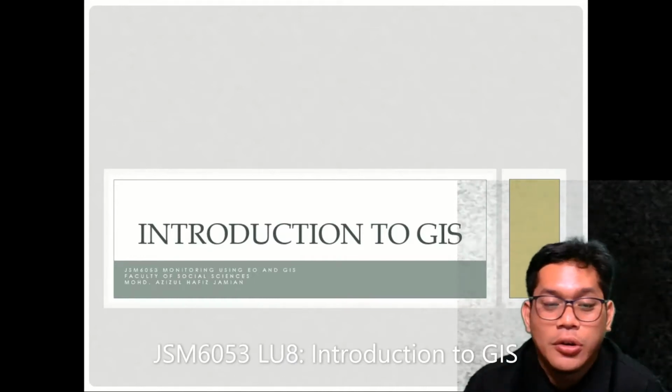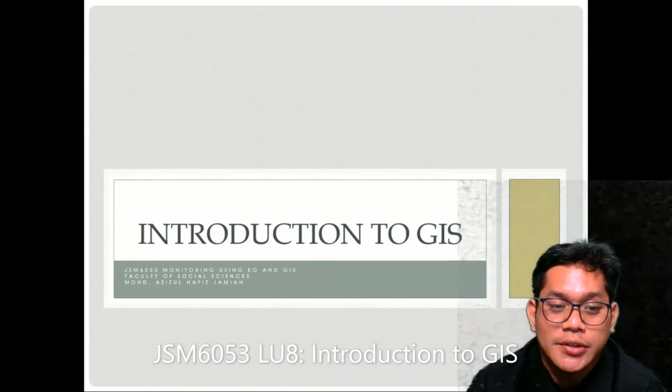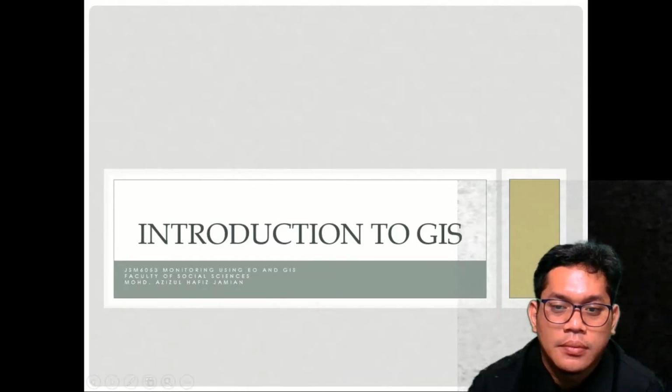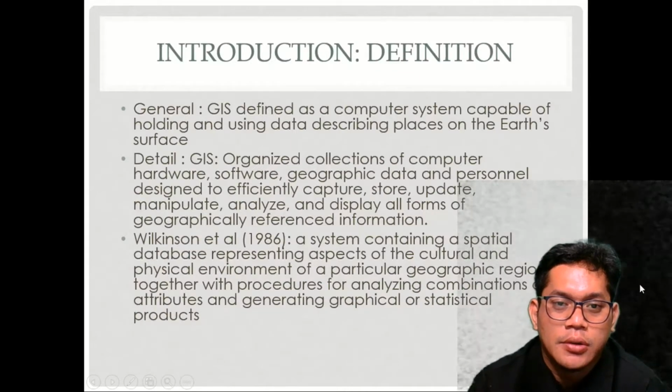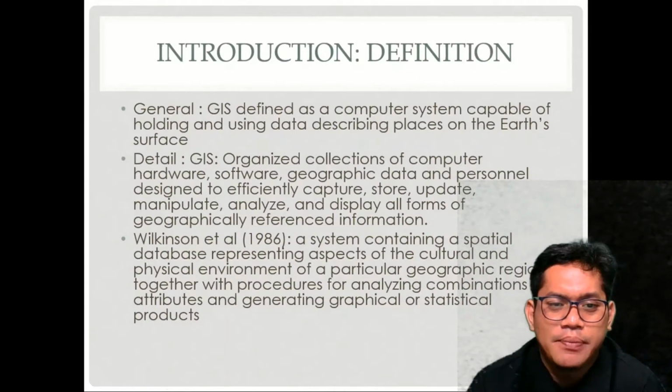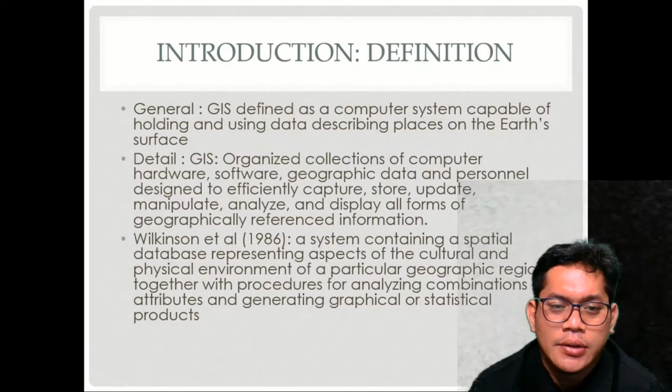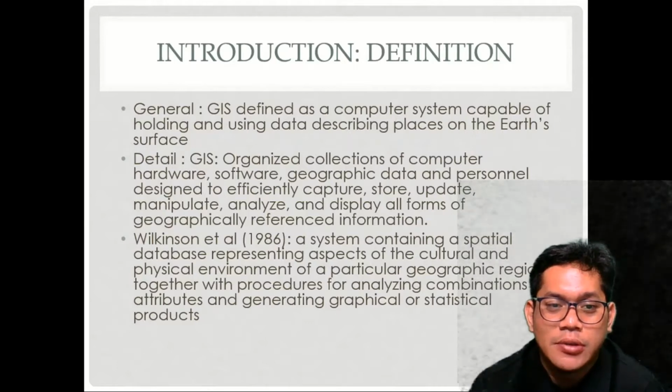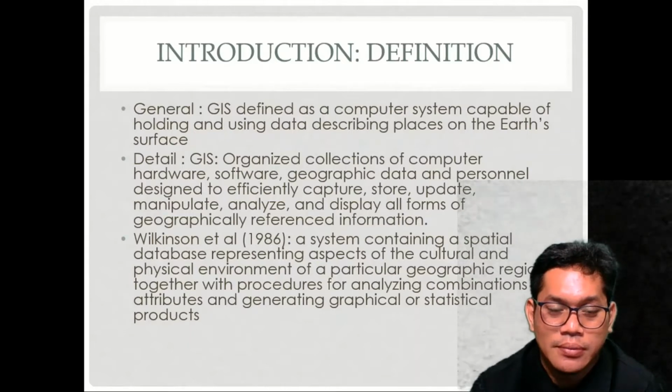Now we'll go to chapter 8, Introduction to the GIS. So what is GIS basically? GIS is an abbreviation of Geographical Information System, which is defined as a computer system that is capable of holding and using data to describe places on the Earth's surface.